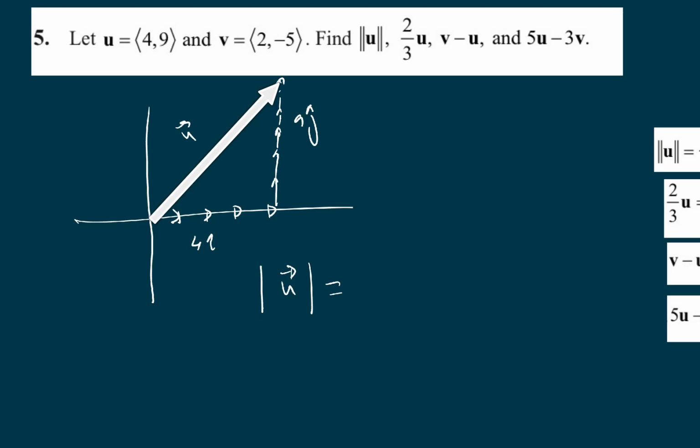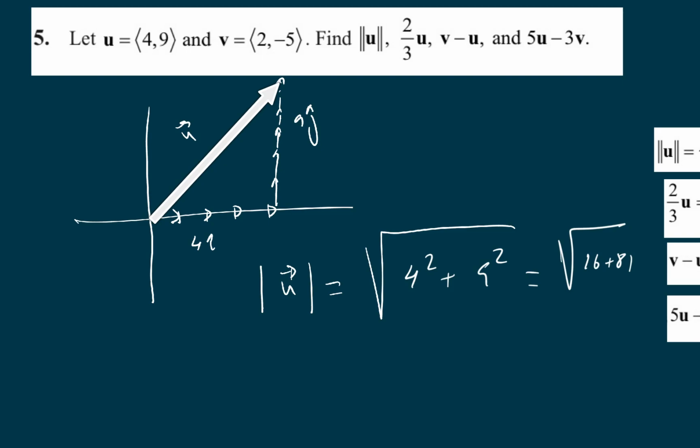Now how will I find it? Pythagoras' theorem says that the magnitude of u is the square root of 4 squared plus 9 squared. You do the calculation and it will be the square root of 16 plus 81. 9 by 9 is 81.